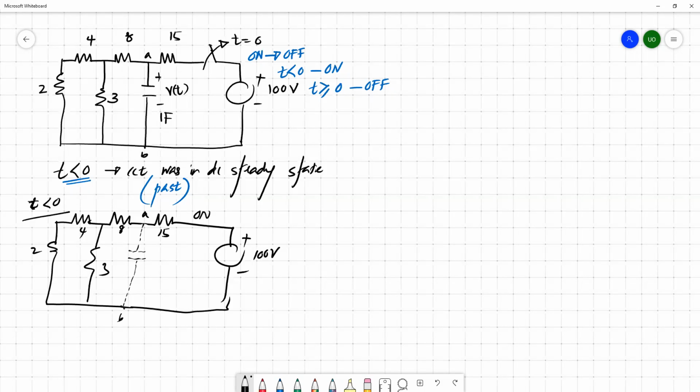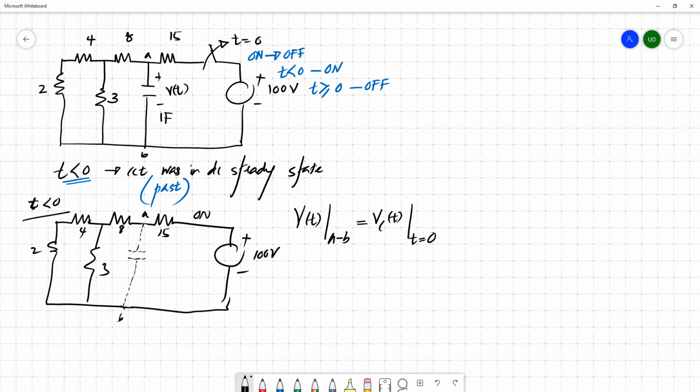So it means from this, if you evaluate the voltage across A and B, we can assume that this is equal to the capacitor voltage at t equals 0. I hope it's clear, because actually there's a capacitor in between A and B.